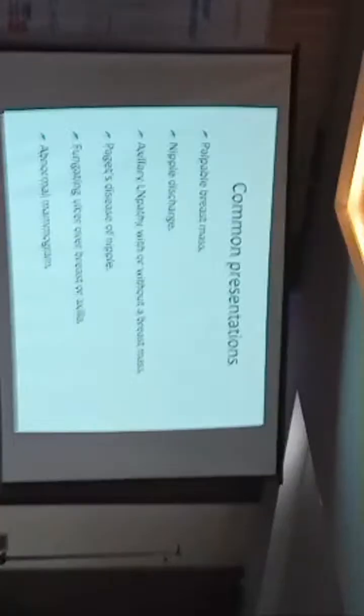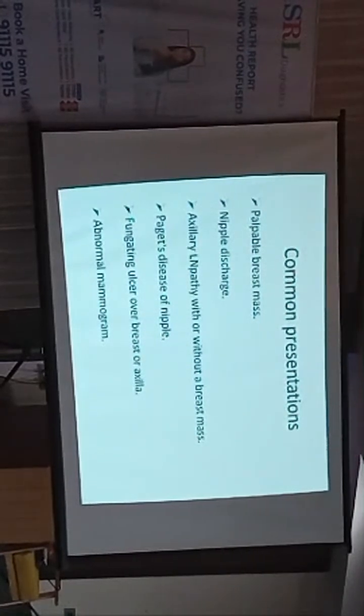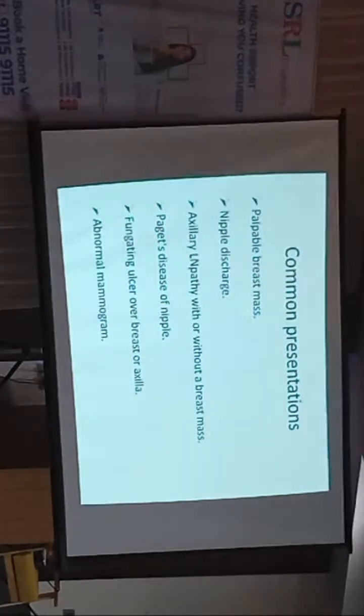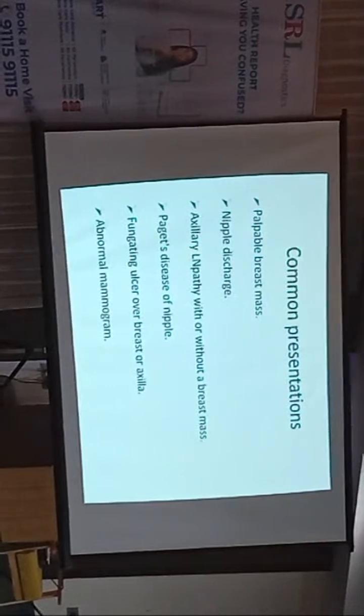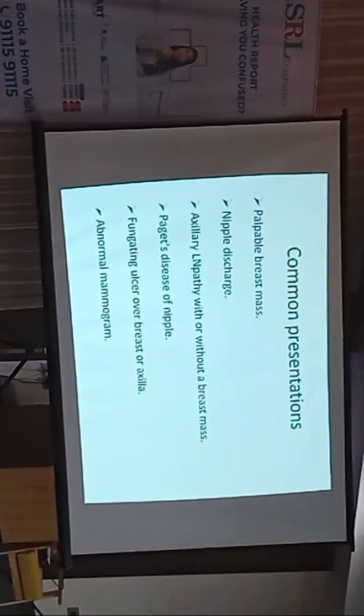A palpable breast mass is by far the most common symptom with which almost 90% of the females will present to you. Some of them will be having an associated nipple discharge. Uncommonly, a female might be having an axillary lump without a palpable breast mass. Those patients also can be harboring an underlying occult breast malignancy.